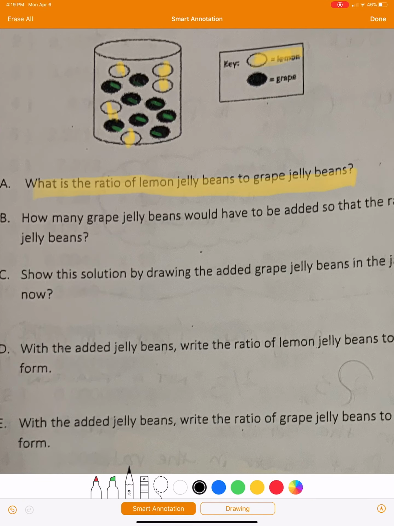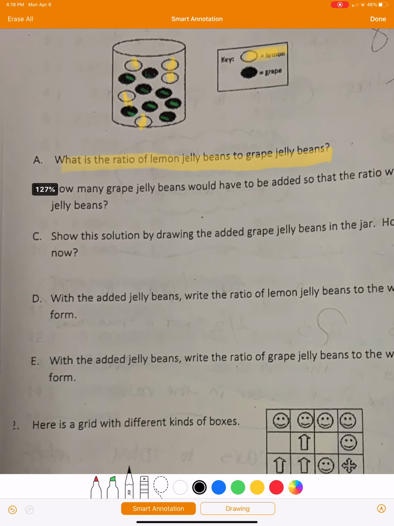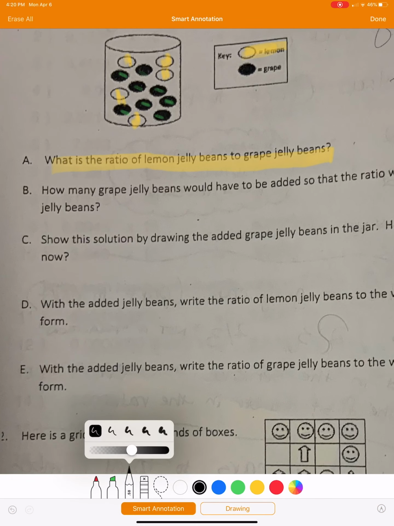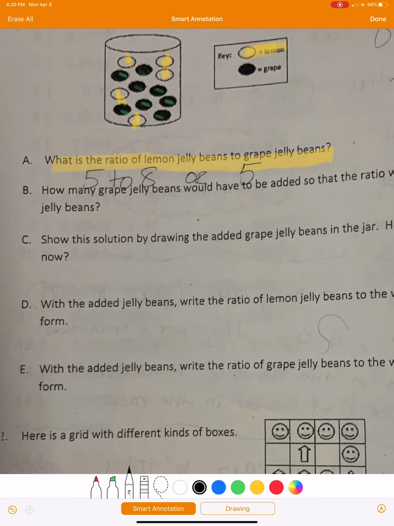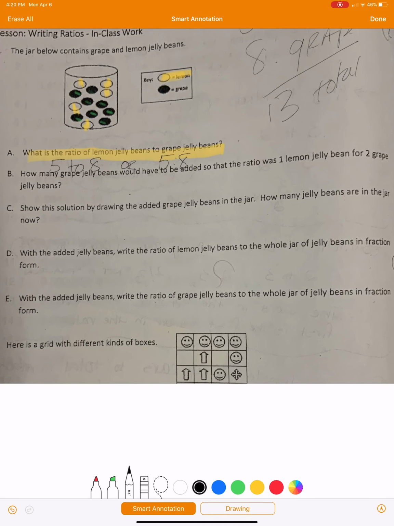We could call this one 5 to 8, or I could write it as 5:8. Either one of those would be okay. All right, so look at the next one here.